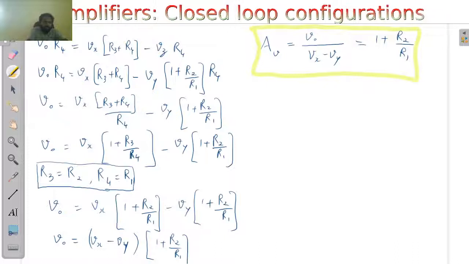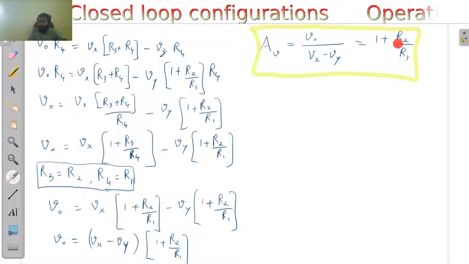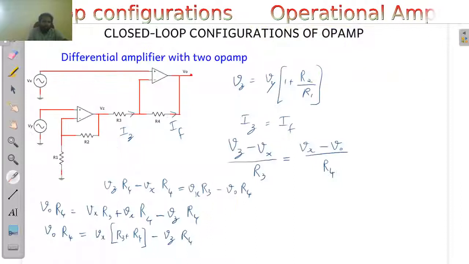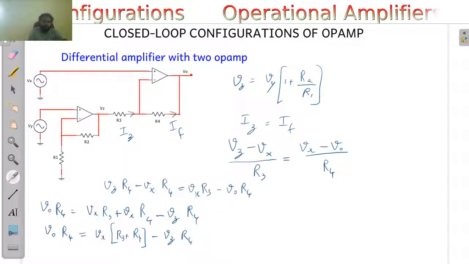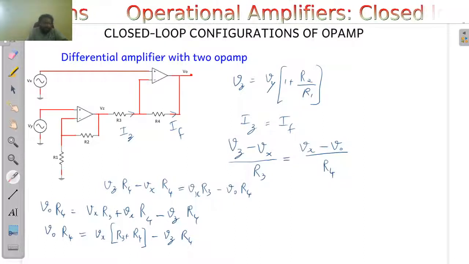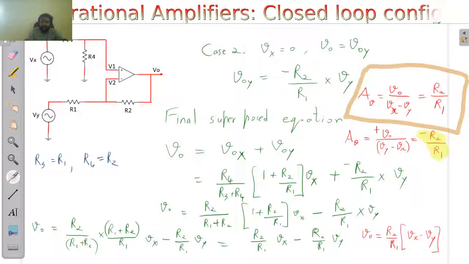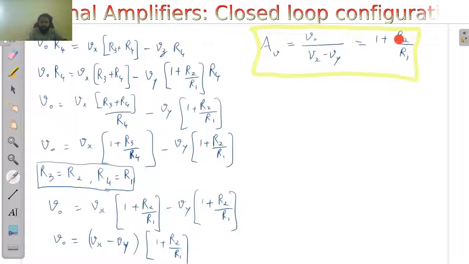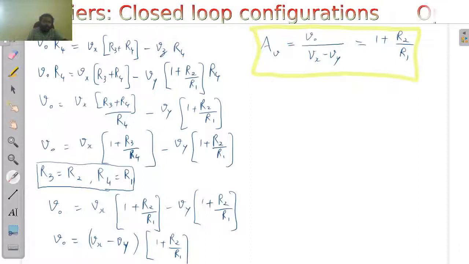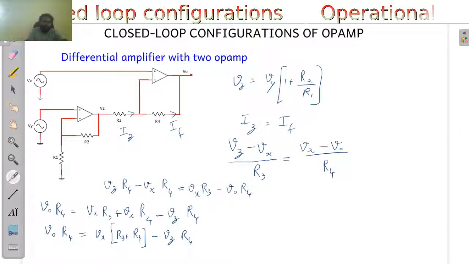So this is our equation for voltage gain in the case of two op amps, and you can see that 1 plus R2 by R1 is of course the gain of a non-inverting amplifier. Previously we had a differential amplifier configuration with one operational amplifier that looked like an inverting configuration because the gain was minus R2 by R1. Here it is 1 plus R2 by R1, which looks like a non-inverting configuration, and this is the voltage gain in the case of two operational amplifiers.